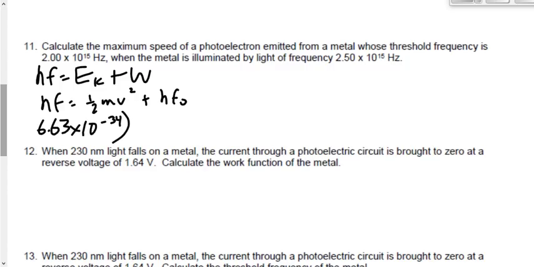So 6.63 joule seconds has a frequency of 2.5 times 10 to the 15. Do not use the 2.0. Okay, that's the threshold frequency. What's the mass that we use? Yeah, we only got two things here, right? We've got a photon, we've got an electron. Photons don't have any mass, so it's going to have to be the mass of the electron that's ejected.